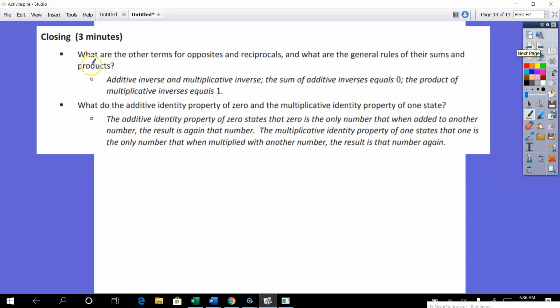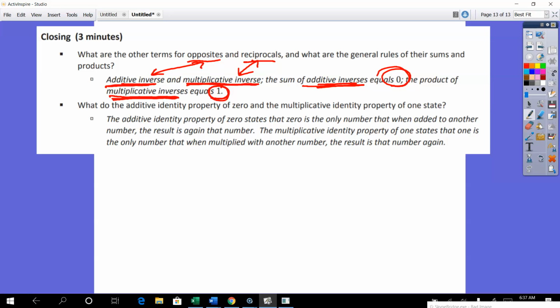In conclusion, what are the other terms for opposites and reciprocals? And what are the general rules of their sums and products? So, additive inverses and multiplicative inverses are the same as opposites and the same as reciprocals. The sum of the additive inverses is equal to 0, so opposites sum to 0. The product of multiplicative inverses is equal to 1, so when we multiply reciprocals, we get 1.